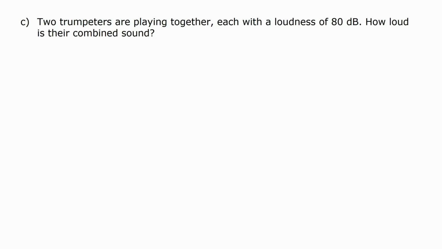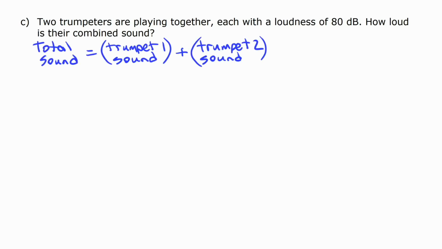So you have to think about this here. The total sound is going to be the sound of trumpet number 1 added with the sound of trumpet number 2, right? You're adding those two trumpets together. And just like before, we need to say that each of those is 10 to the 8th because 80 decibels is 8 bells. So you have 10 to the 8th and 10 to the 8th.